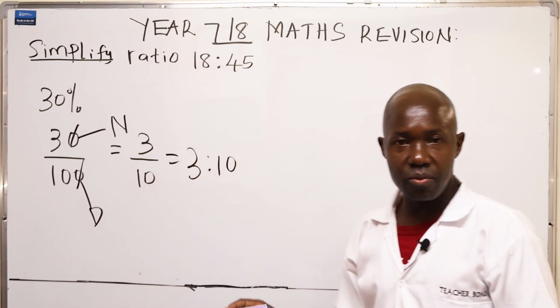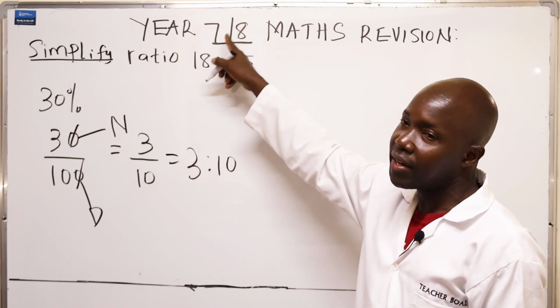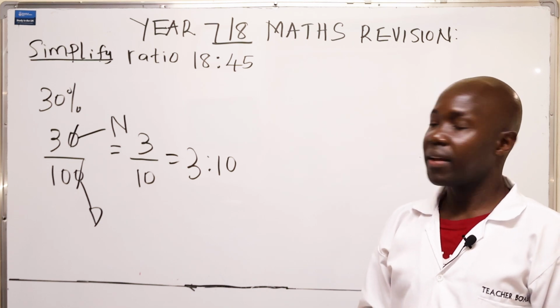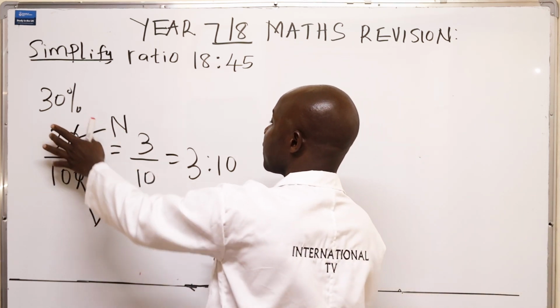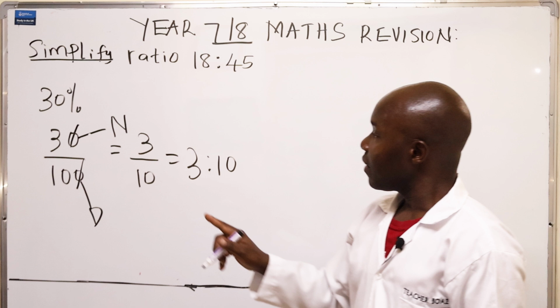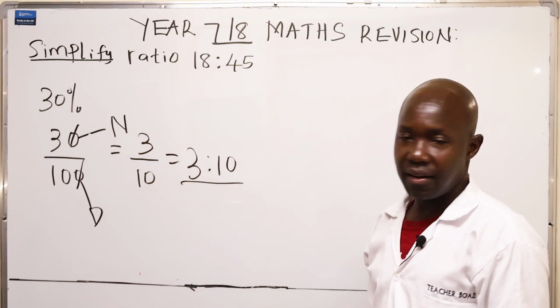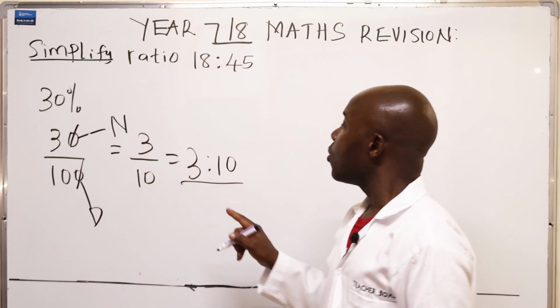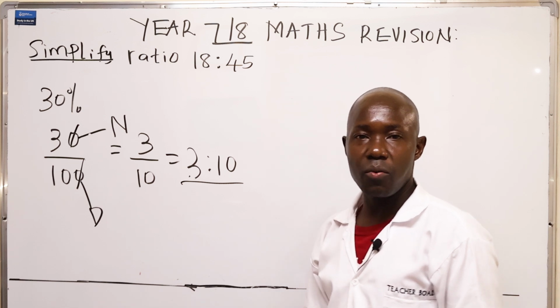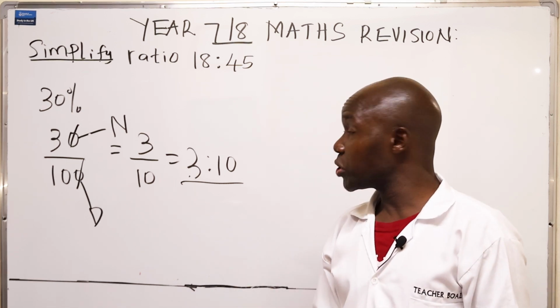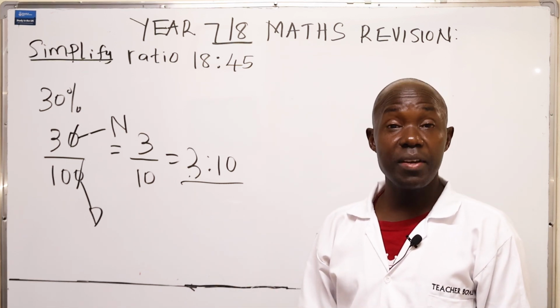So I think this one should be so clear to somebody in year 7 and in year 8, that they should just need to know all percentages you put over 100. Then you simplify it, then you write it in that form. Having in mind, we must always have our ratios in what? We must have our ratios in integers, which means whole numbers.